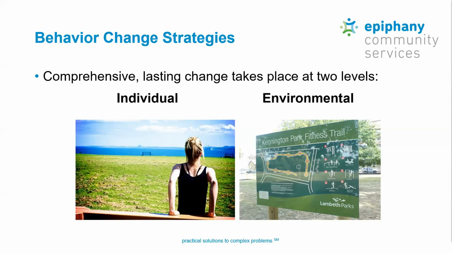First things first, hopefully you all know that comprehensive, lasting change usually takes place at two different levels, both individual and environmental. At the end of the day, you as coalition leaders know that it's always good to have a healthy dosing of both individual and environmental.